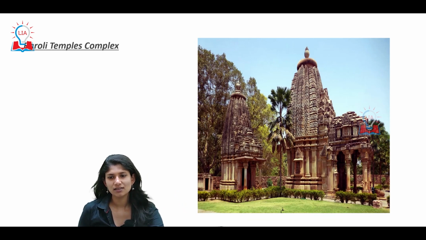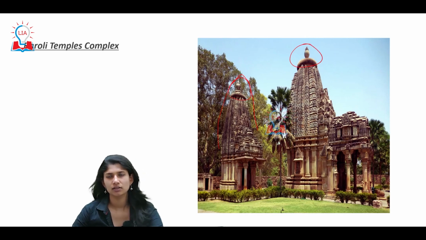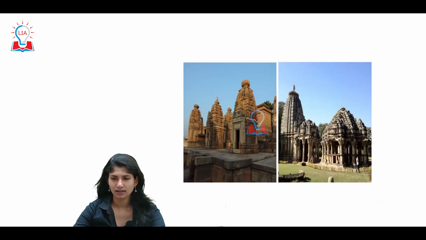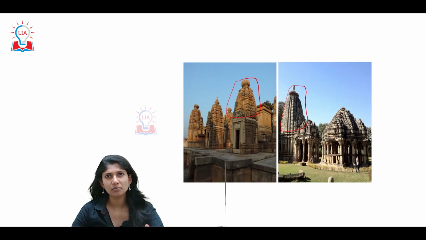Look at this. This is the Osian Temple Complex. Like I said in the previous slide, look at the shape, the dome structure, the Purna Kalash. Look at this side by side for comparison. Can you see it? Different temples. But what is the similarity that makes them come under the Pratihara concept?